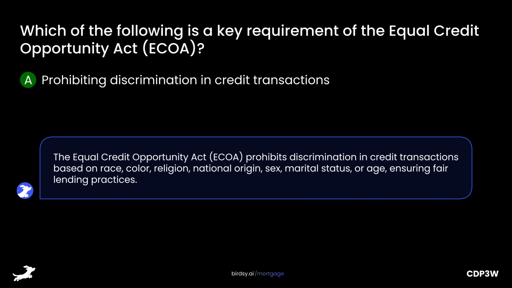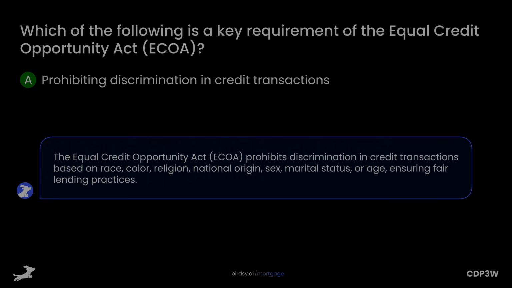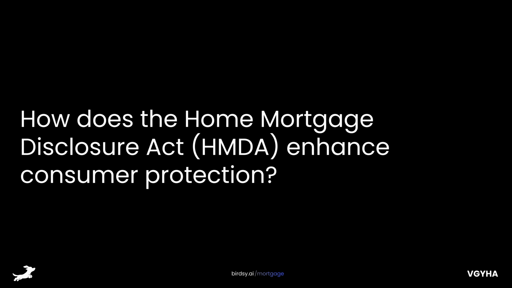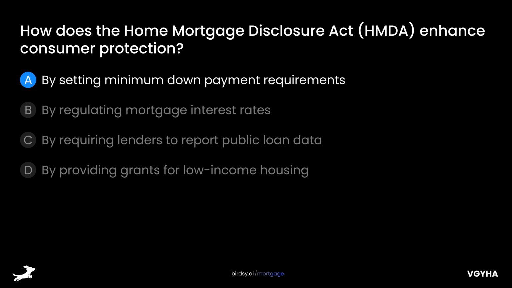The Equal Credit Opportunity Act prohibits discrimination in credit transactions based on race, color, religion, national origin, sex, marital status, or age, ensuring fair lending practices. How does the Home Mortgage Disclosure Act enhance consumer protection? Is it A. By setting minimum down payment requirements, B. By regulating mortgage interest rates, C. By requiring lenders to report public loan data, or D. By providing grants for low-income housing? The answer is C. By requiring lenders to report public loan data.